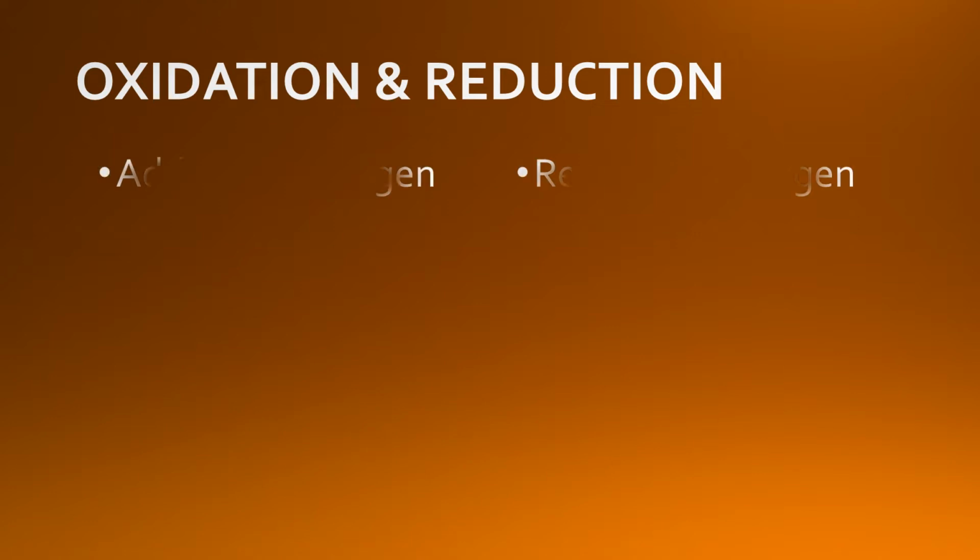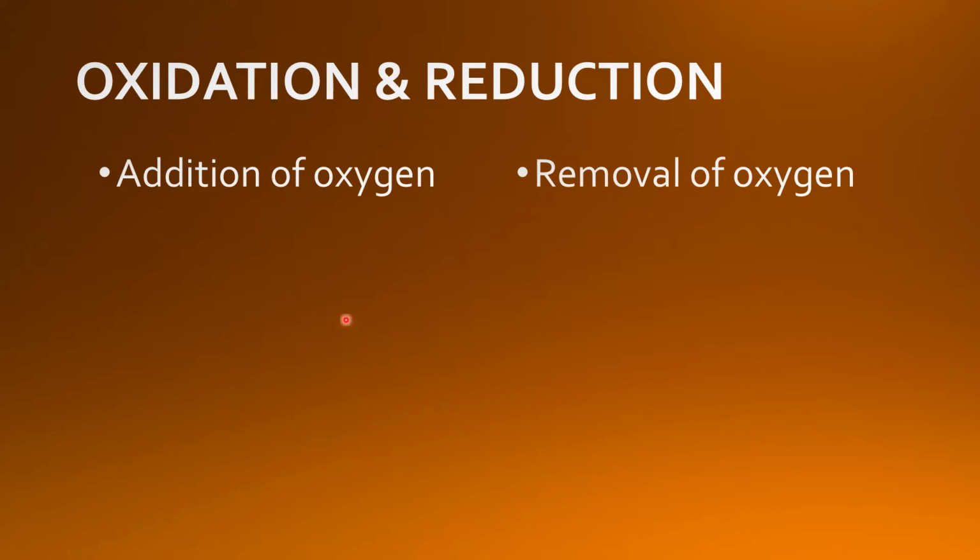Today's lecture is about electrochemistry, and in this lecture we will learn about oxidation and reduction. Oxidation is the addition of oxygen. If oxygen atoms are added to another atom, then we will say that the process of oxidation is taking place. And the reverse of this is the removal of oxygen. If oxygen is removed from any atom, then we will say that reduction is taking place.